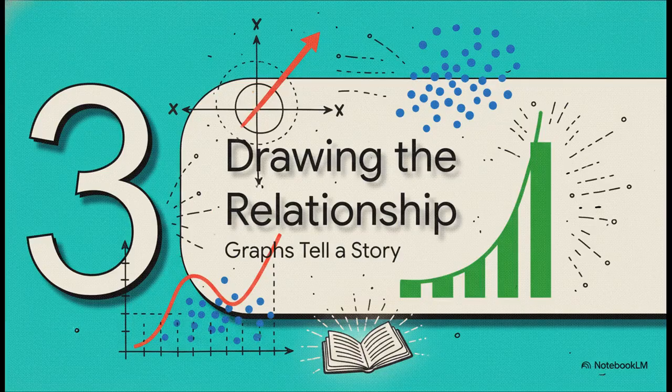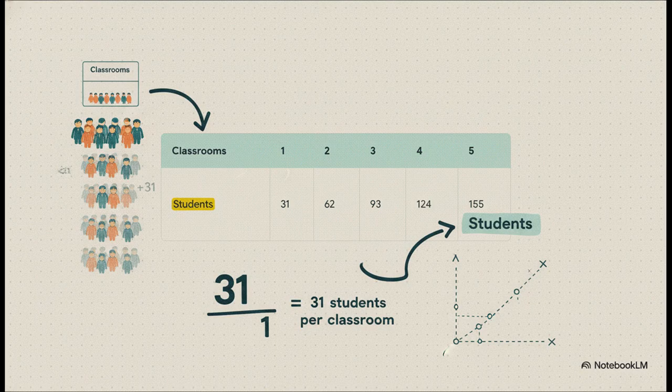Now, numbers are great and all, but what if we wanted to actually see this relationship instead of just calculating it? Well, that's where graphs come in. They're amazing because they turn all these numbers into a clear visual story. Okay, here's a new set of data. This shows the number of students per classroom in a school. You can probably see the unit rate right away, right? It's 31 students for every 1 classroom. This is definitely a proportional relationship. So let's see what this looks like when we draw it out.